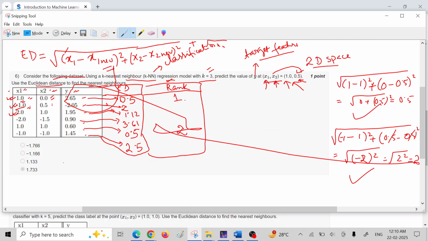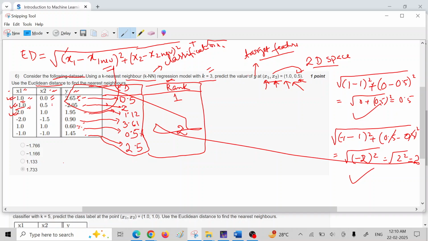We can do it otherwise also. We can give the first rank to the second data point as well. So this is one conflict that has occurred, but this rank will ultimately affect the y value also, because the y value for the first row is 2.65, whereas the y value is 0.6.